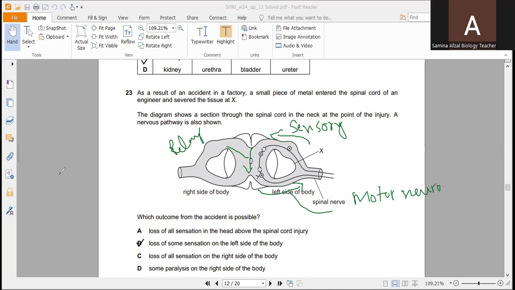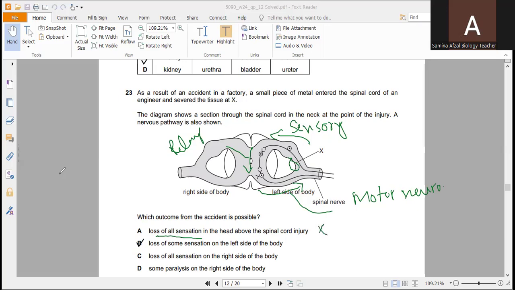So loss of all sensation in the head above the spinal cord injury. You can see the injury will take place over here, which is very close to the sensory neuron. So the loss of all sensation will not occur because the injury is very close, but the injury is not on the sensory neuron. So this is not the correct option.